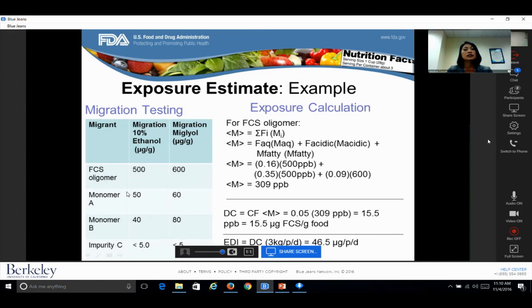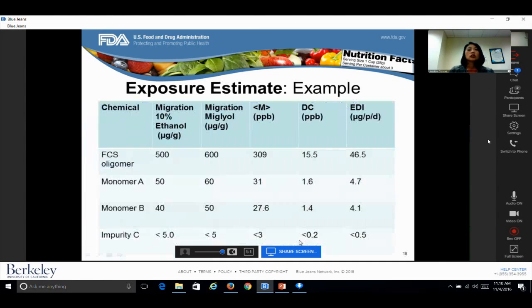So this is an example, and if we go over to the exposure calculation, for the FCS oligomer, as an example, we would take the food type distribution and multiply it by its migration in each of the food types, and then we get the total migration. For the dietary concentration, you multiply the total migration by the consumption factor, and then you get the estimated daily intake. So then in the end, you would get exposure estimates for each of the different migrants as well. So we have estimated daily intake for each of these.